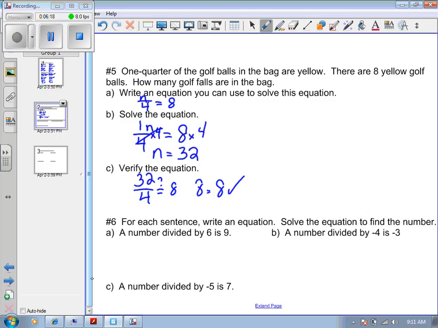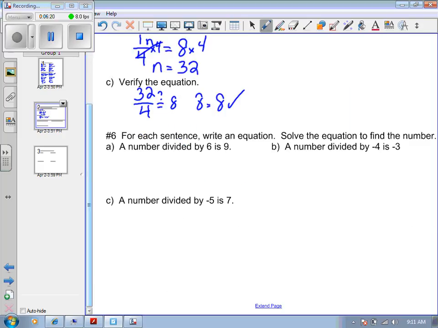Number 6. For each sentence, write an equation. Solve the equation to find the number. A number divided by 6 is 9. What are we going to use for our variable for number? X divided by 6 is 9. We have to multiply both sides by 6. These cancel out. X is now equal to 54. It doesn't say we have to verify, so we're done with that one.